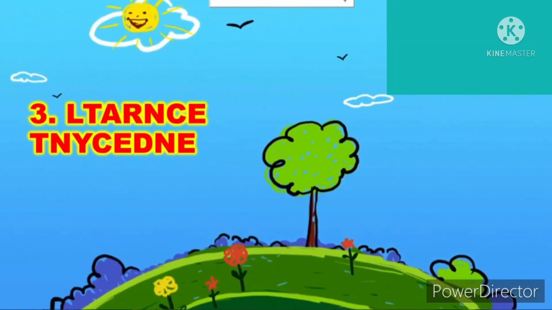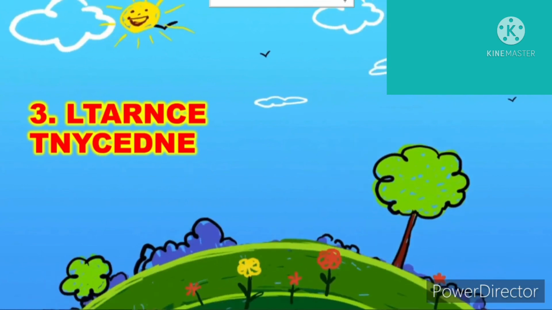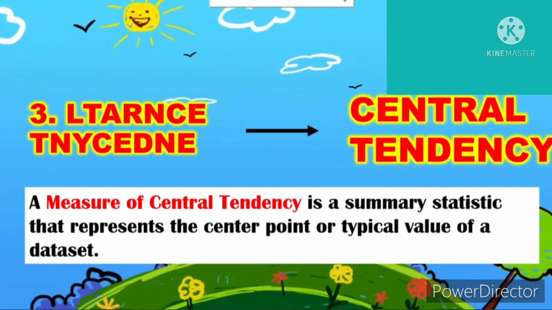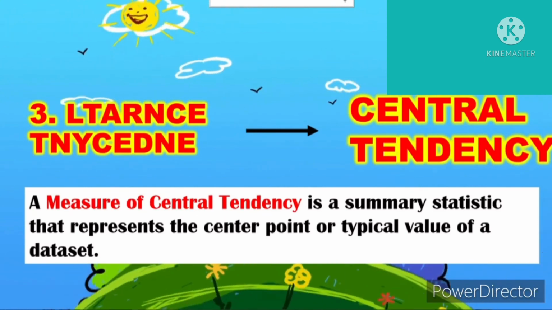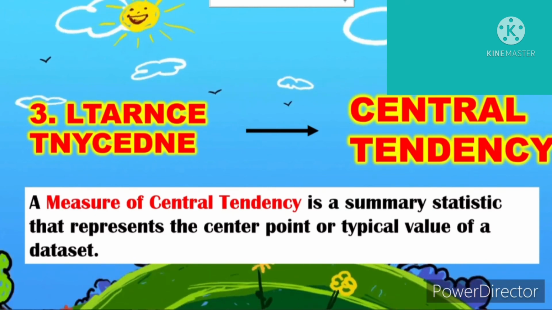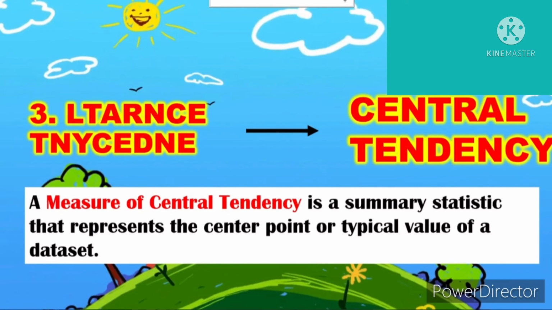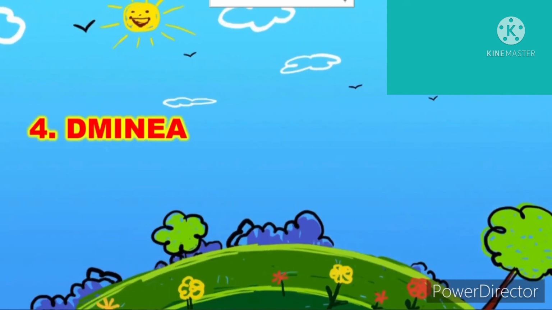Time's up. The answer is central tendency. A measure of central tendency is a summary statistic that represents the center point or typical value of a set. Number 4. You have 10 seconds to rearrange these letters. Your time starts now.